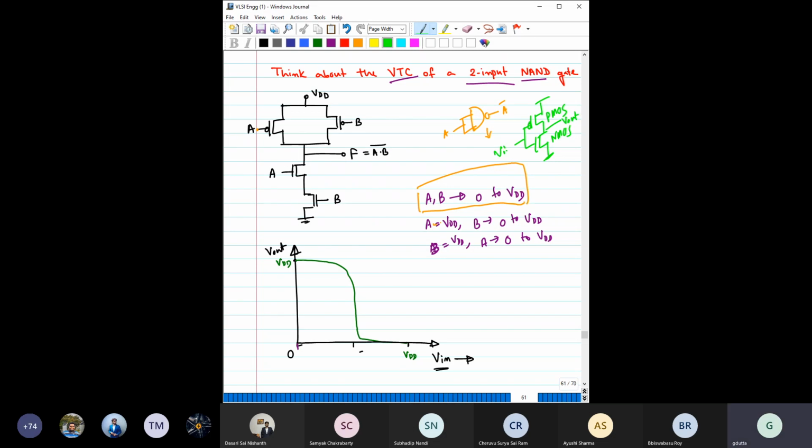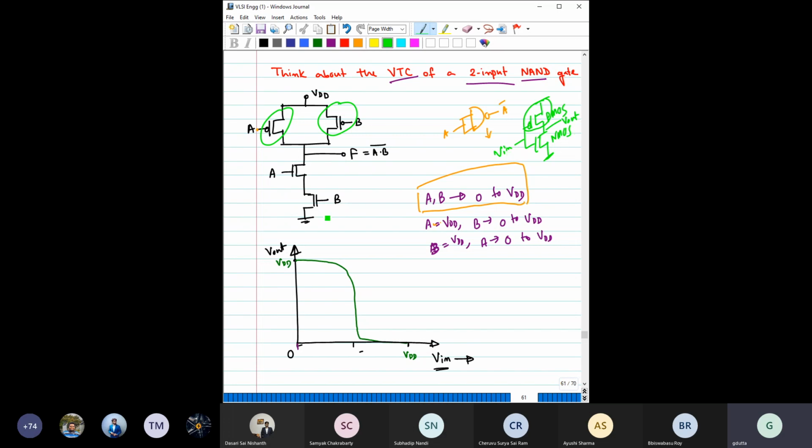V out, V in, right? So here there was only one PMOS, but you have now two PMOS connected in parallel, right? Two PMOS connected in parallel. Now remember this, two PMOS connected in parallel. So effective resistance reduces.